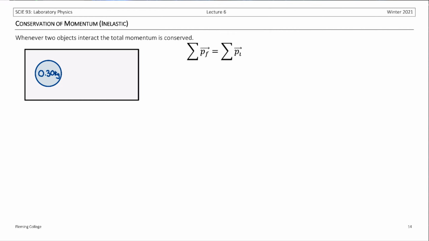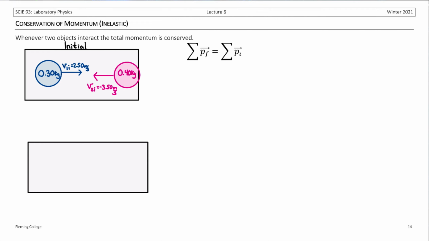So let's consider two objects again. We have object 1 with a mass of 0.30 kilograms and an initial velocity of 2.5 meters per second. And let's have object 2 with a mass of 0.40 kilograms and an initial velocity of negative 3.5 meters per second. And let's have these objects undergo a perfectly inelastic collision. So that means object 1 and 2 have stuck to each other. They have not bounced off each other in the slightest. And our job will be to find the final velocity of the two of them stuck together.